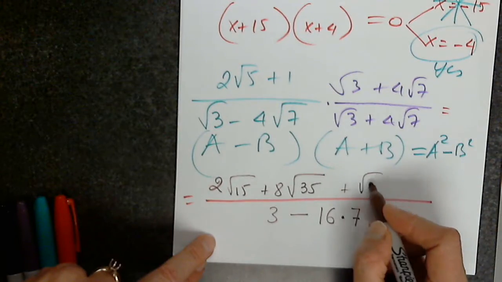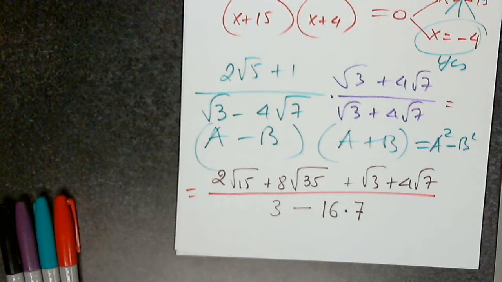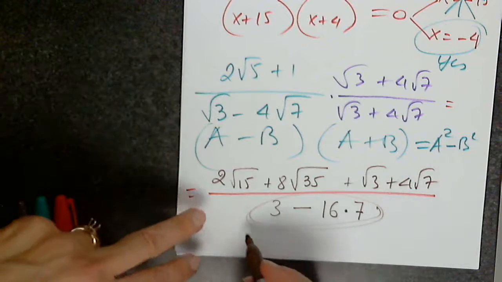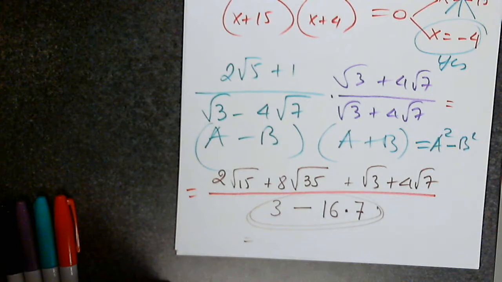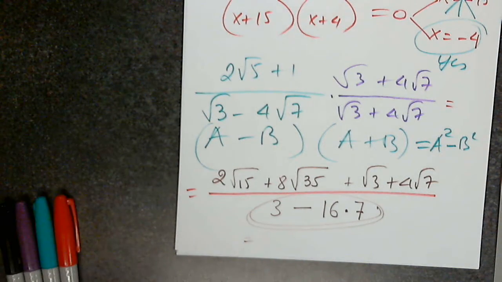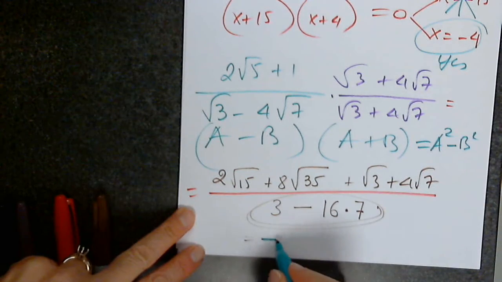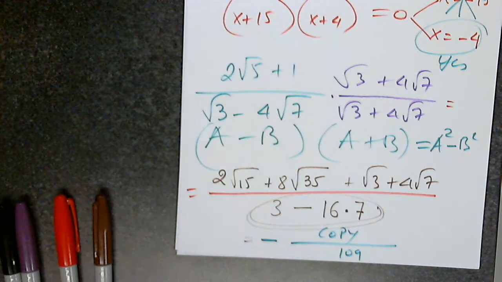1 times this. And 1 times this. All I would have to do is simplify this. And just the numerator cannot be simplified. So what do we get in the denominator? Negative 109. Good. So I will put negative in front. 109, and I will just copy the numerator. That's it.